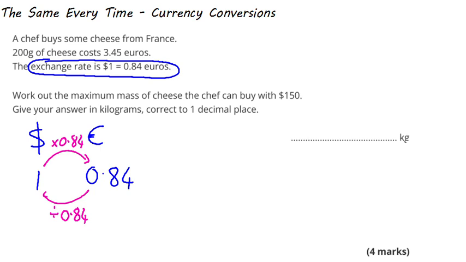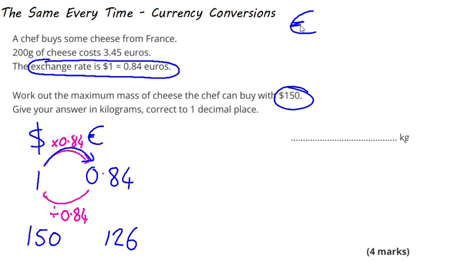Work out the maximum mass of cheese that the chef can buy with $150. So the chef has to buy the cheese with euros. He or she, the chef, is buying the cheese in France, so they must use euros, and the chef has dollars, so the first move is to change our dollars into euros. So to go from dollars to euros, I'm multiplying by 0.84, so my $150 multiplied by 0.84 gives me 126 euros.